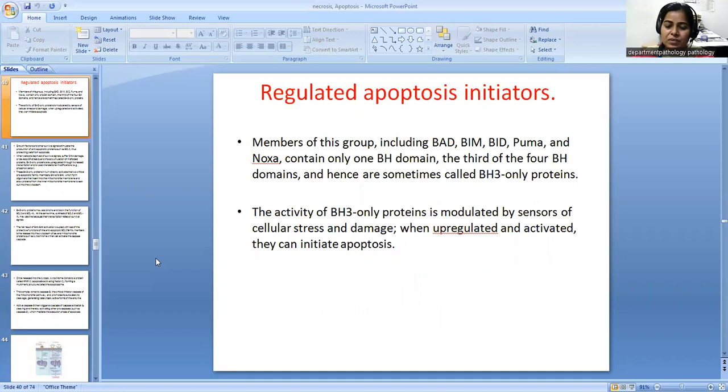Regulated apoptosis initiators. Members of this group, including BAD, BIM, BID, PUMA, and NOXA, contain only one BH domain, the third of the four BH domains, and hence are sometimes called BH3-only proteins. The activity of BH3-only proteins is modulated by sensors of cellular stress and damage. When upregulated and activated, they can initiate apoptosis.